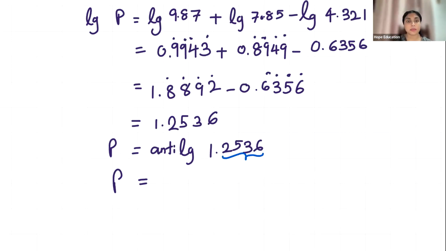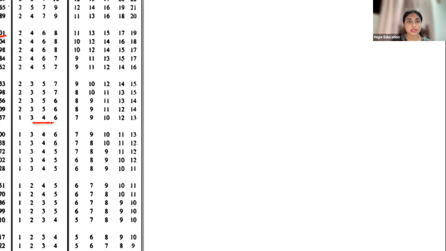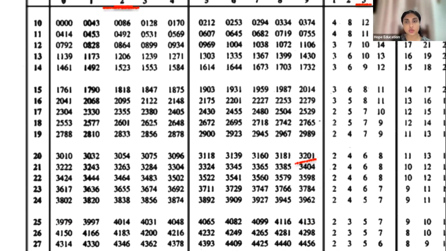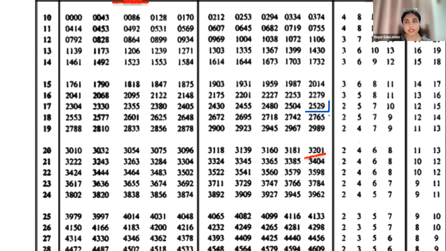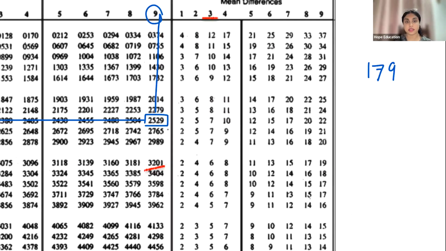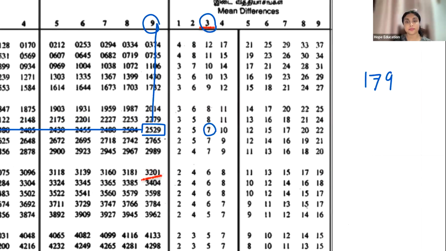2536. Let's go to the log table. 2536. Here, there is no 2536 but there is 2529. Corresponding to 2529, on this side it is 17 and here it is 9, so 17 9. What I want is 2536 but what I have is 2529, so it is short by 7. The correspondent for 7 that I take from here is 3, so I have 1793.